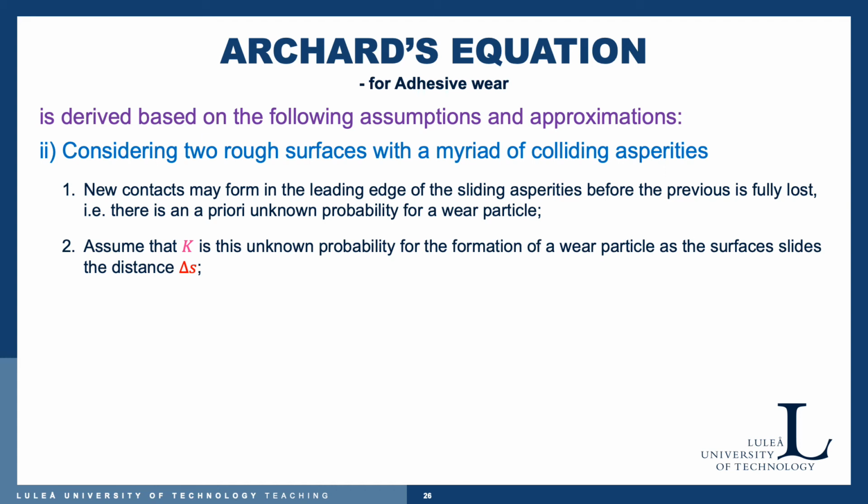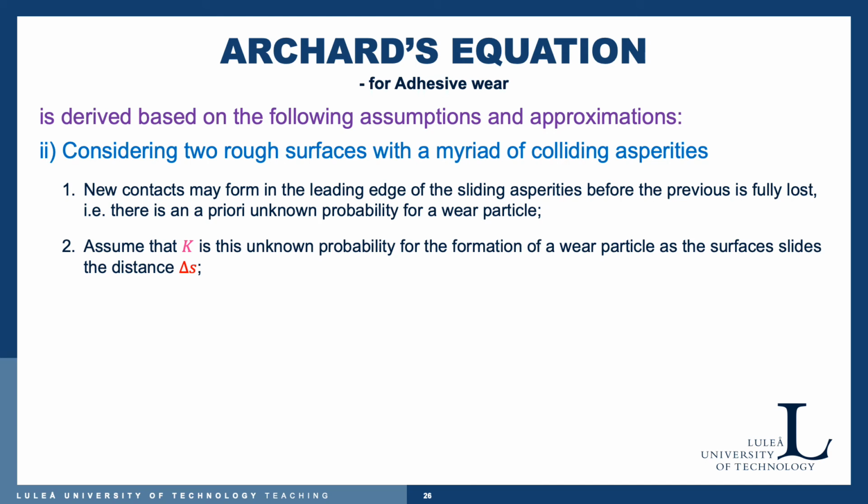So next up, still considering two rough surfaces with a myriad of colliding asperities, but we also realize that the previous concept of having no new formation of wear particles during the sliding length of the contact is pretty hypothetical. So now we assume that it may form a new wear particle before the previous is fully lost, and with this we include an a priori unknown probability for this wear particle to appear, and we denote this with K.